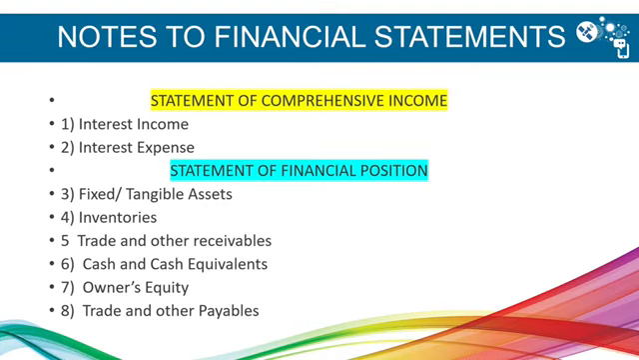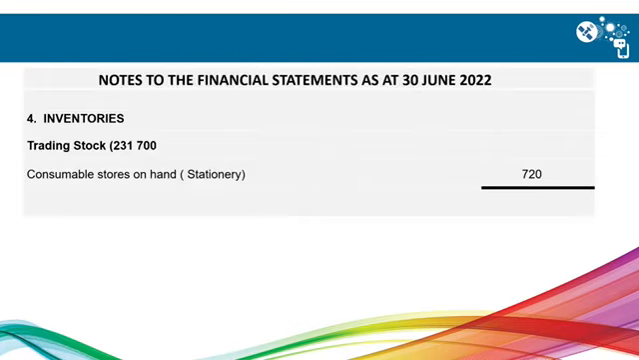For our exercise, they were very, very clear that we only needed to complete the inventories, the trade and other receivables, and then they wanted us to do the owner's equity. So, ma'am will be covering those notes which were required of us. Now, these notes, as ma'am said, form part of my statement. The inventories one forms part of my statement of financial position.